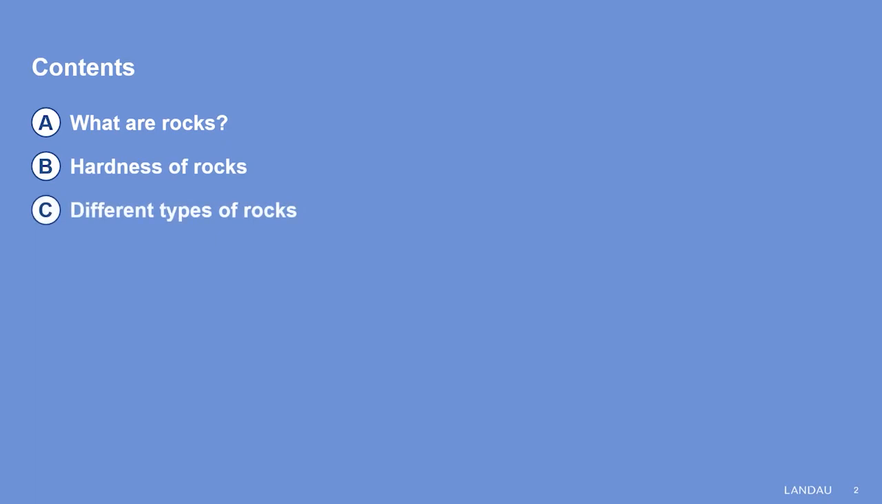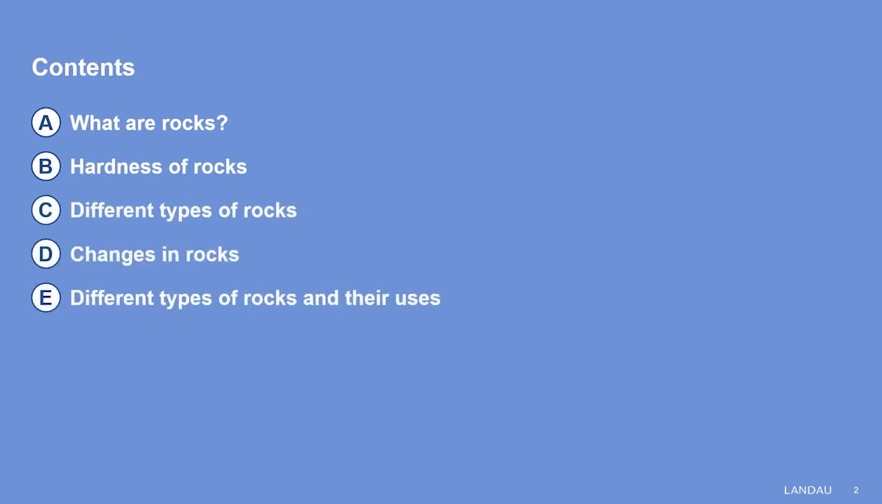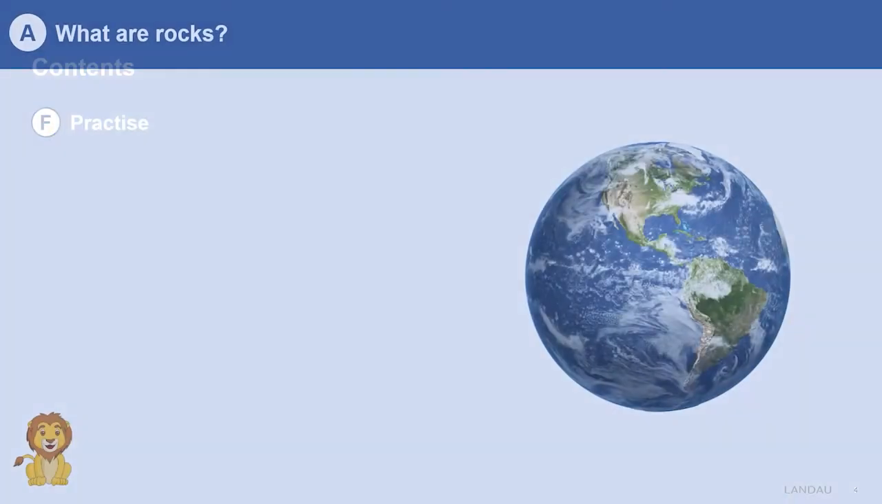Now let's look at the table of contents that we have today. So we will talk about what are rocks, hardness of rocks, different types of rocks, changes in rocks, different types of rocks and their uses, and also we will have a small practice at the end of the lesson.